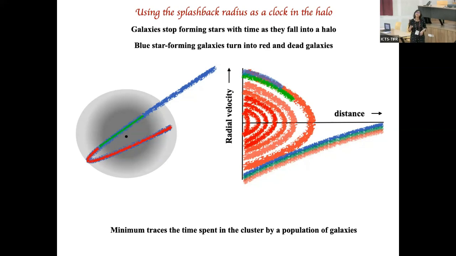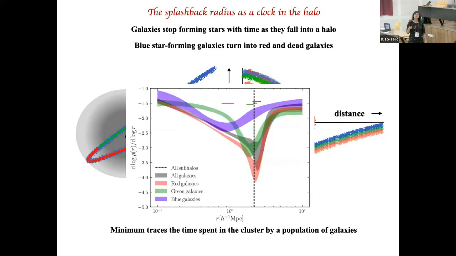So if a blue galaxy falls in and eventually gets quenched before pericenter, it won't show any splashback-like feature because there's no transition from multi-streaming. Whereas if it goes out to here, then we have the transition, the phase-space discontinuity shifts to an inner region, where we are moving from the two-stream to the single-stream region.